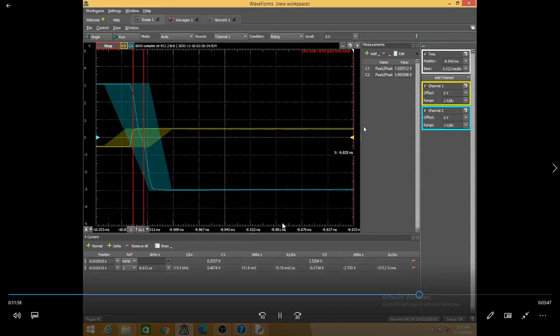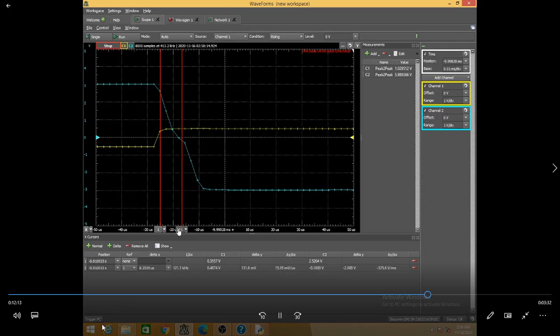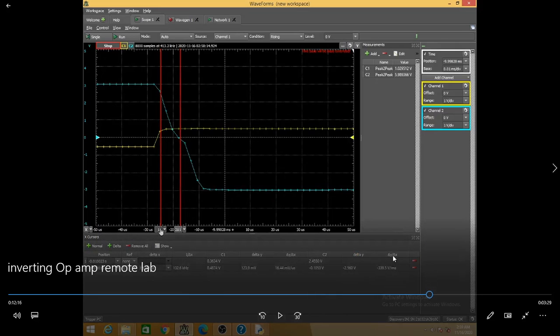Yes, sir. Now I'm placing it so that the cursors have to be placed over here. One should be normal, the other should be delta. Can you see this is 1 and this is 2 delta 1? And you have to measure del y by del x. Del y is voltage. Del x is time. So it is volt per second. Because on the y axis you have voltage, on the x axis time.